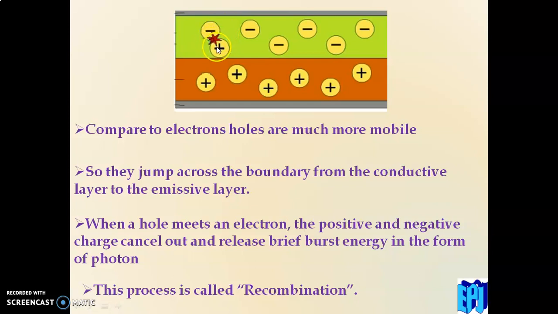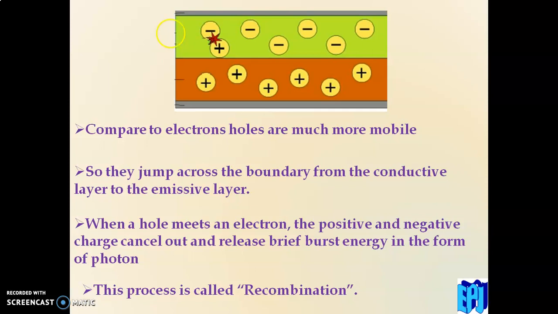And when these holes meet an electron, this is negative, this is positive, there is a cancellation of charges taking place. The cancellation of these charges produces a burst of energy, and that burst of energy is in the photon form. So that photon is emitted from that layer.